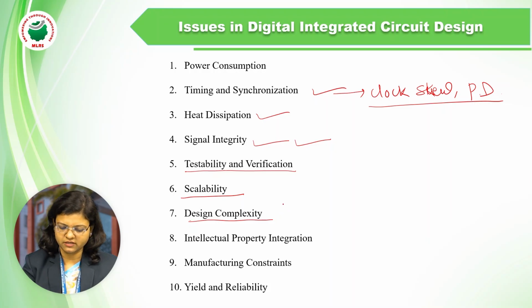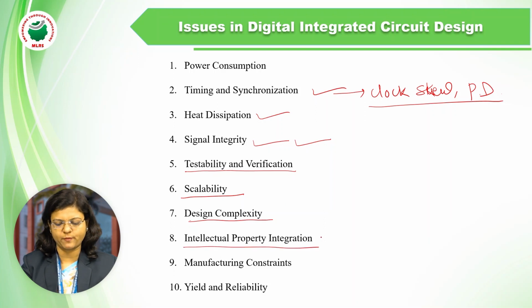Then the eighth one is intellectual property integration. This means third-party integration. If someone wants to use an intellectual property block from another vendor in their own circuit, they can use it, but there are compatibility issues, so they need to take care of that. So this is also one of the major issues in digital integrated circuits.